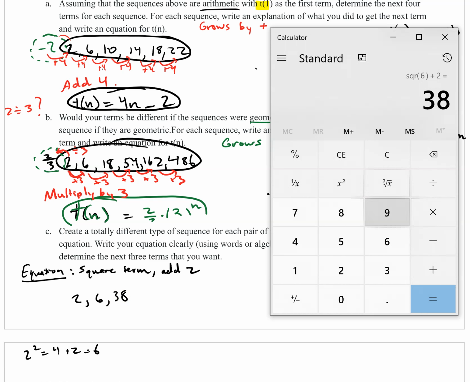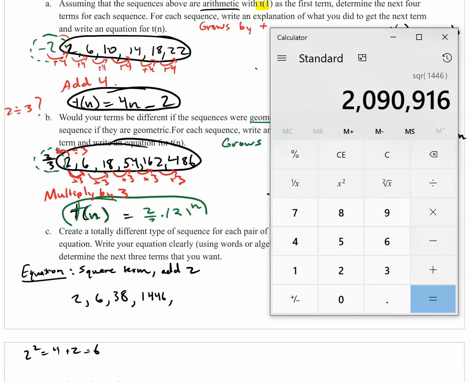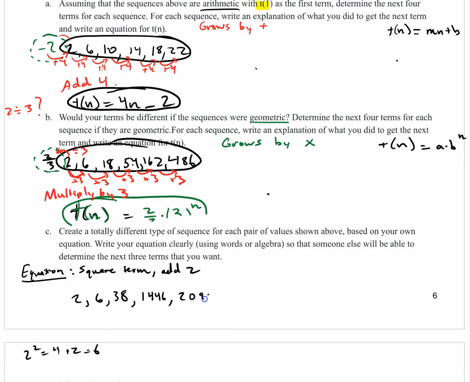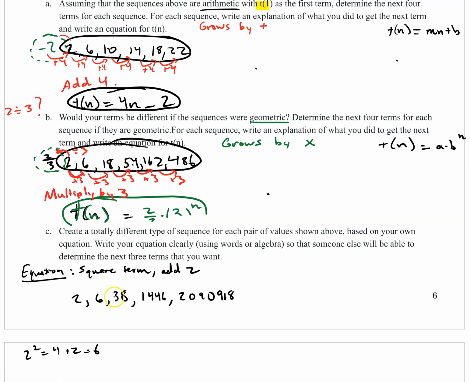Okay, and then I'll square 38, add 2, 1446. Square that, add 2. This is a big one, 2,090,092. Okay, this one just says write the next 3 terms that you want, and there's 1, 2, 3.